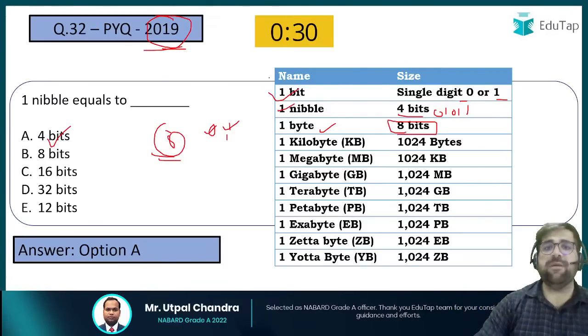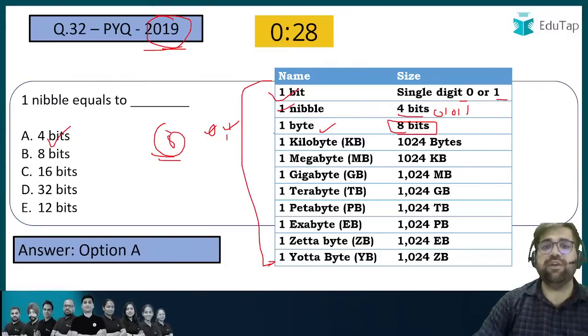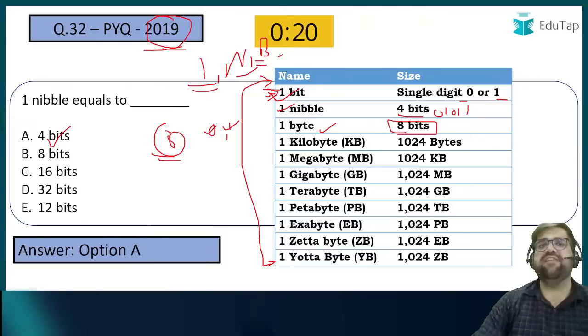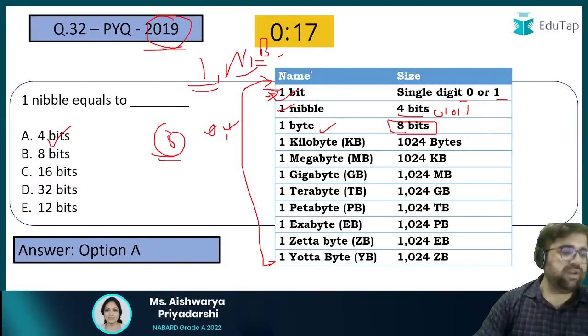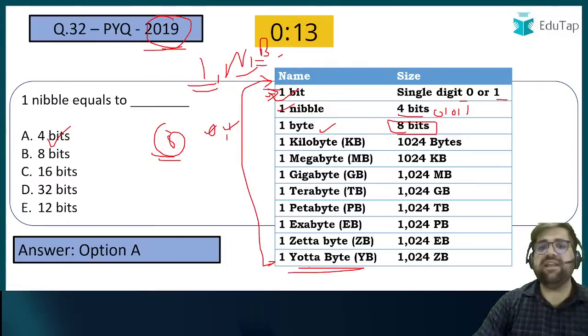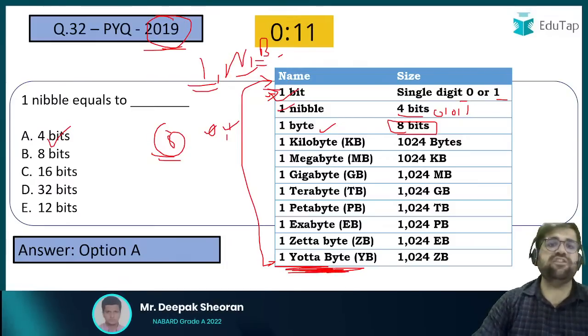And also try to remember this particular memory chart, because it is very, very important for you. Remember 1 bit, then you will go to nibble and then you will go to byte. So this is very, very important when it comes to the computer understanding of memory part. And also remember that yottabyte is the highest memory unit till now which we have discovered.